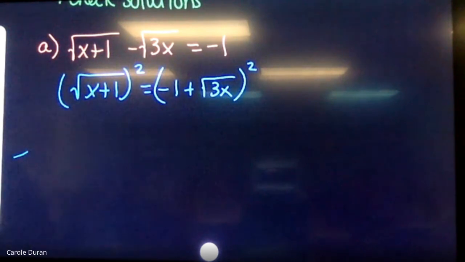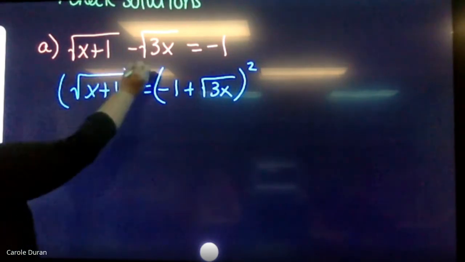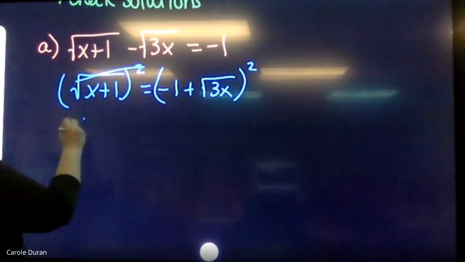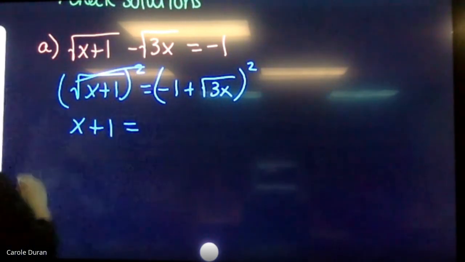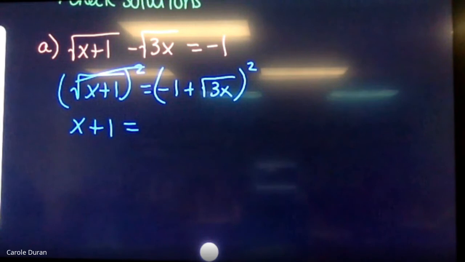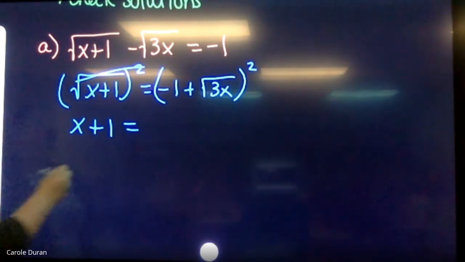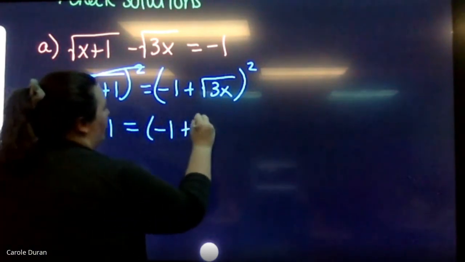Let's make sure when we're squaring that right side that we're not squaring each individual term. We're squaring the entire side. Okay, so on the left, it's going to be really nice because the square and the square root are going to cancel. And I'm going to have x plus 1 equals. On the right, it's not quite as nice because this means that I have -1 plus the square root of 3x times -1 plus the square root of 3x, which means I'm going to get to FOIL this.